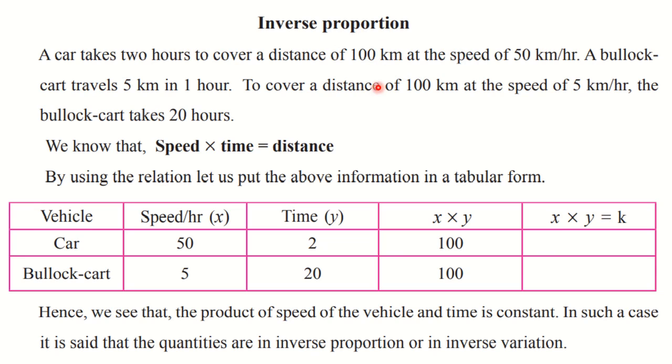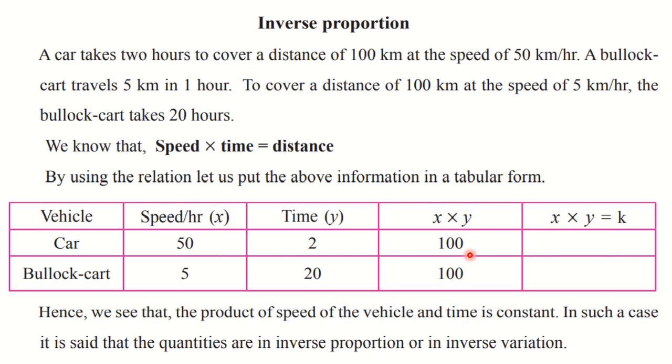So we will try to write down the formula for distance. The formula for distance is speed into time. So for car the speed is 50 kilometers per hour and for bullock cart the speed is 5 kilometers per hour. And time taken here is 2 hours and time taken here is 20 hours. If we try to divide here 50 divided by 5, 10, and 2 divided by 20, 1 upon 10, you will find that the ratio is not same here. Instead, you will find that 50 into 2 is 100 and 5 into 20 is also 100.